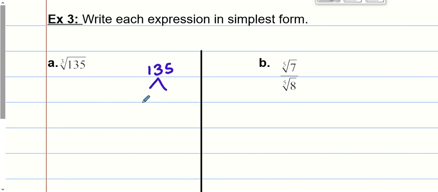135, let's think of a number that divides into 135 that is a prime number. Well, we can, and that would be 5. So 135 divided by 5 is going to give me 27.